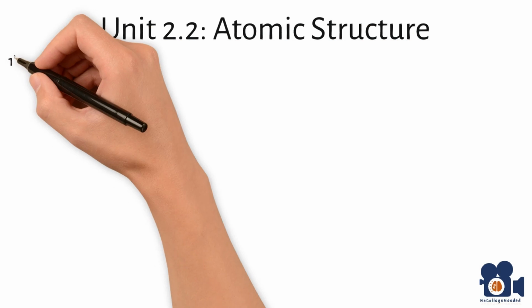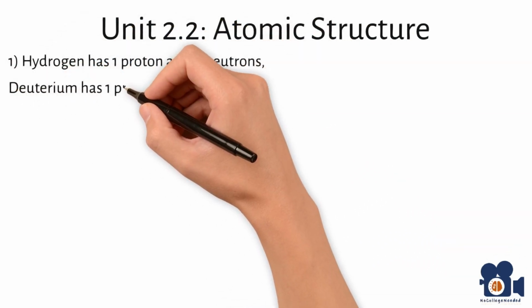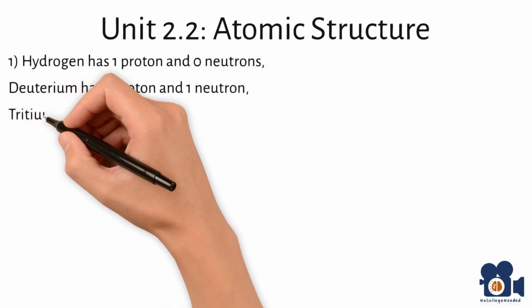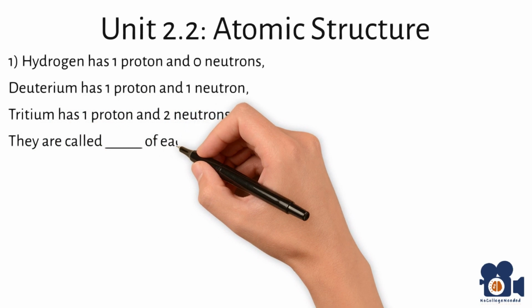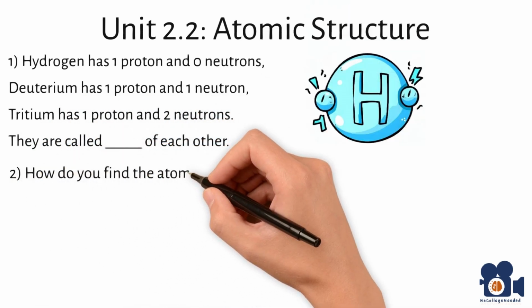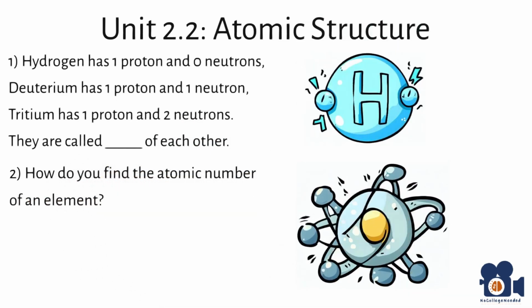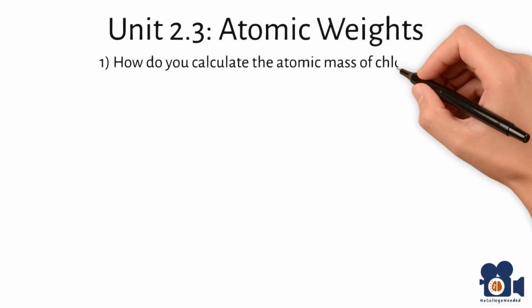In Unit 2.2, Atomic Structure, number 1, hydrogen has 1 proton and 0 neutrons. Deuterium has 1 proton and 1 neutron. Tritium has 1 proton and 2 neutrons. They are called blank of each other. Number 2, how do you find the atomic number of an element? Unit 2.3, Atomic Weights. How do you calculate the atomic mass of chlorine?